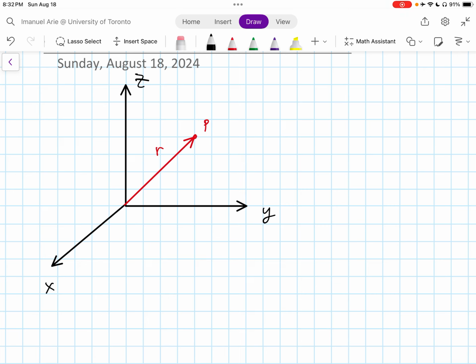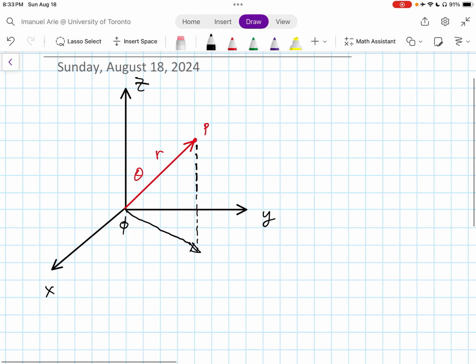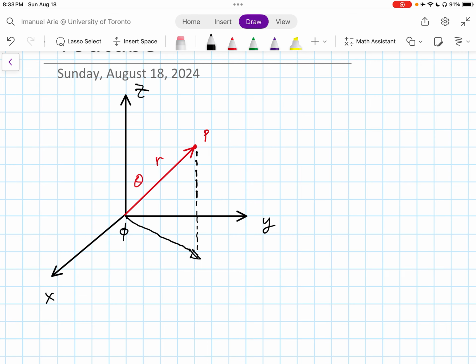Well, suppose we have this tangential angle, let's say it's theta, and then when we project the position vector of P onto the xy plane, this projection will create an angle of, let's say, phi with the x-axis. Well, what are these angles for? We'll see.